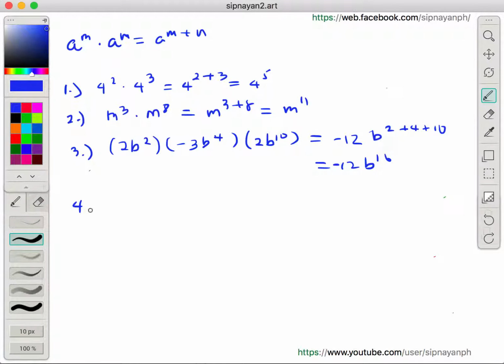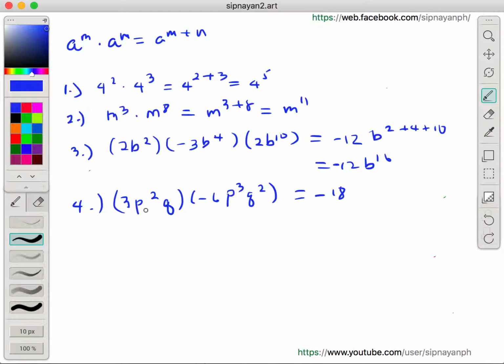Okay, number 4, we have 3p squared q times negative 6p cubed q squared. So pag ganito, syempre we multiply the numerical coefficients. 3 times negative 6 is negative 18.